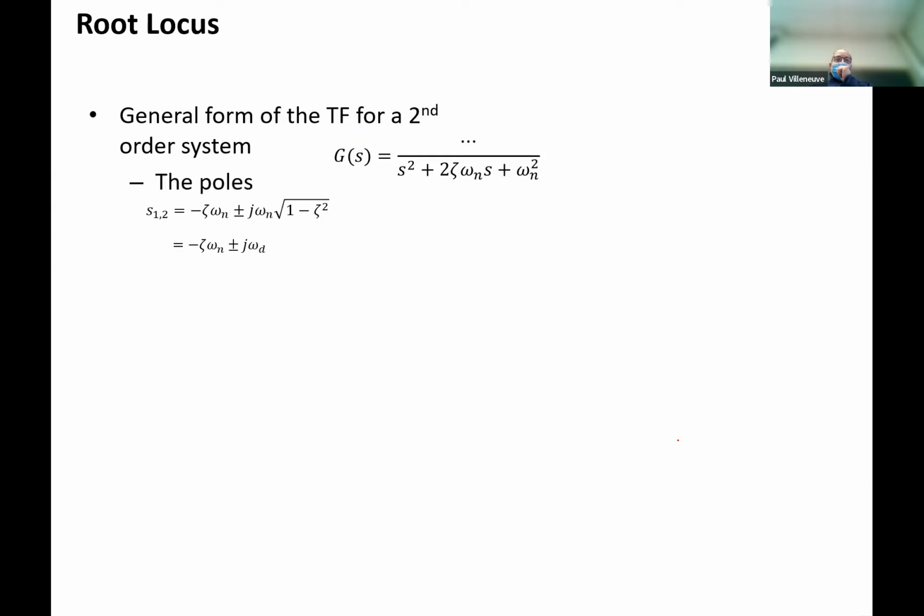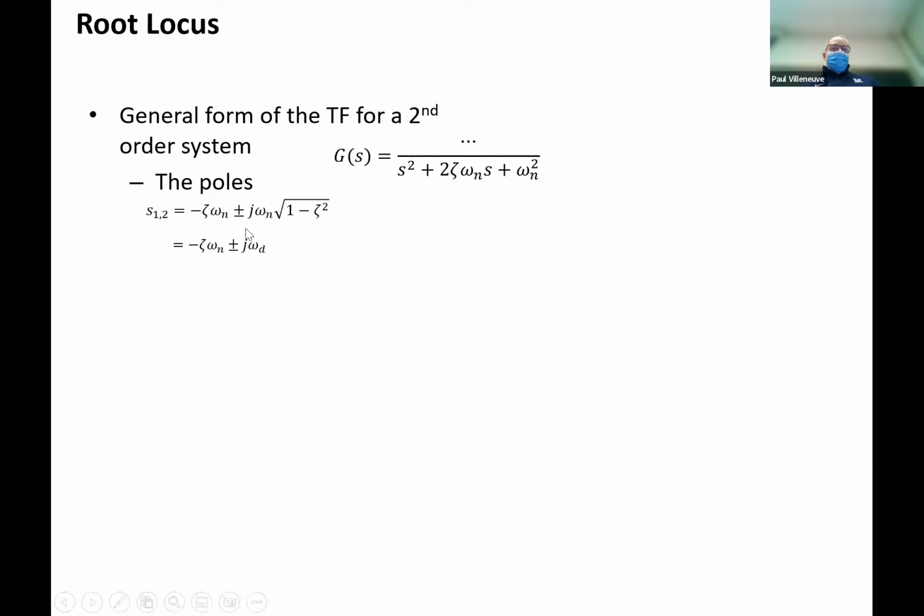So we'll start off with this second order transfer function. And we know that if it's underdamped, overdamped, or critically damped, it doesn't matter. We just use our generic equation, s squared plus 2 zeta omega sub n s plus omega sub n squared. We're going to use our quadratic equation to come up with the poles.